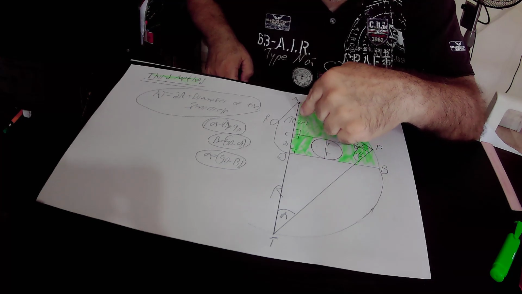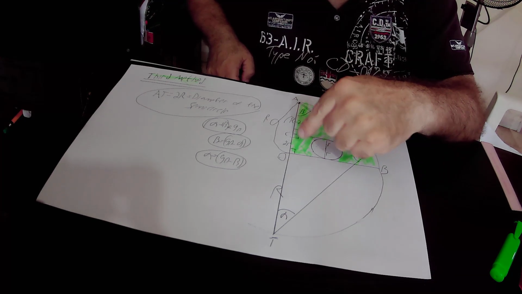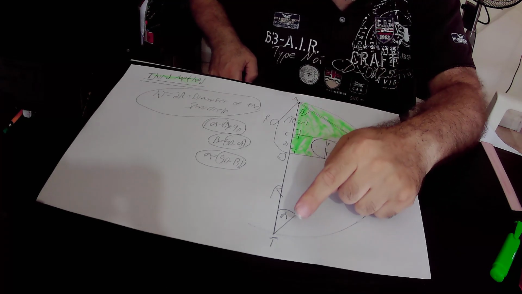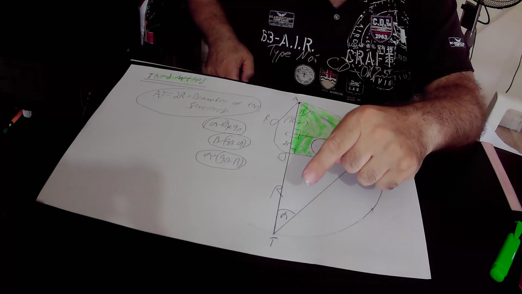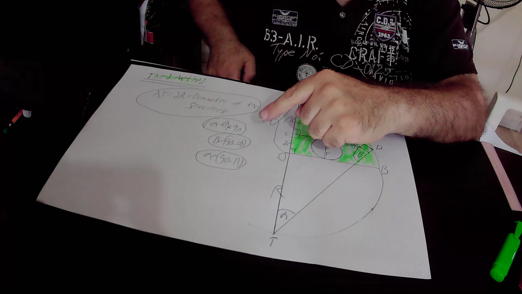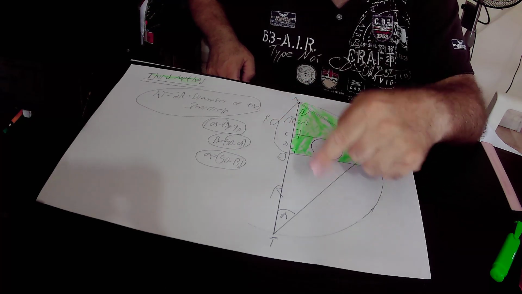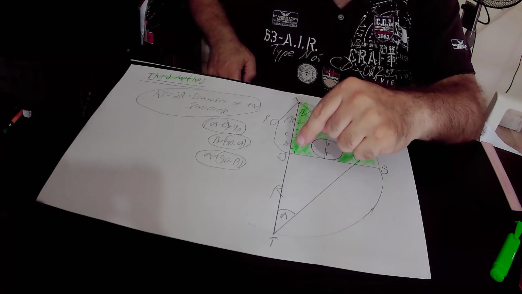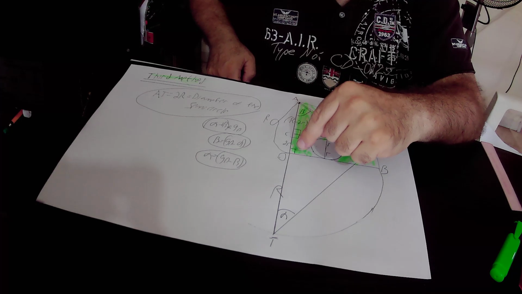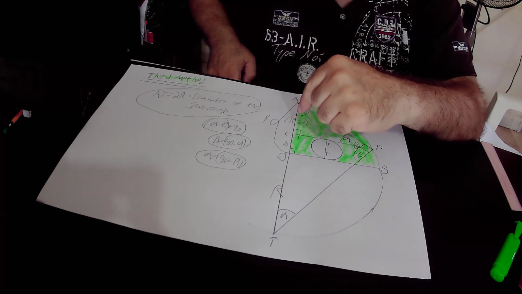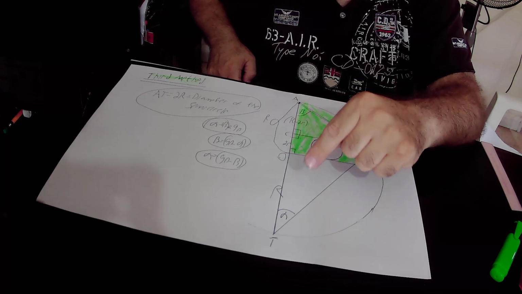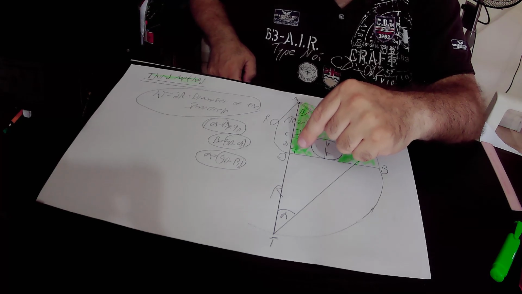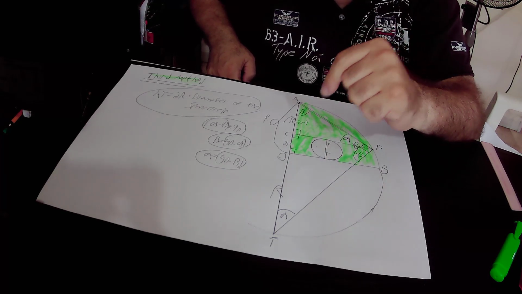We extended AO, that is a straight line by a straight line. When you extend a straight line by a straight line, the result is a straight line. So AT is a straight line that is equal to 2 times capital R. So we can look at AT as a chord that is equal to 2 times capital R and passes through the center of the semicircle. So any chord that is equal to 2 times capital R and passes through the center of the semicircle must be the diameter of this semicircle.